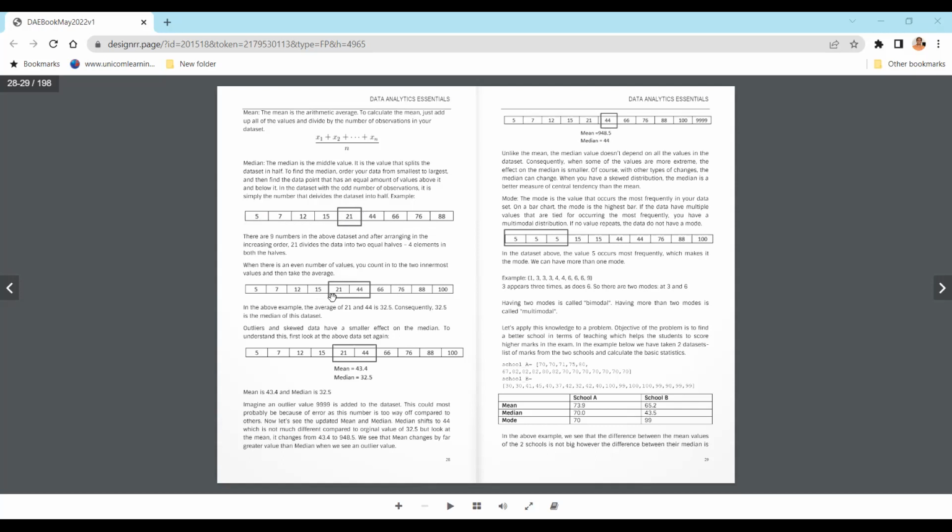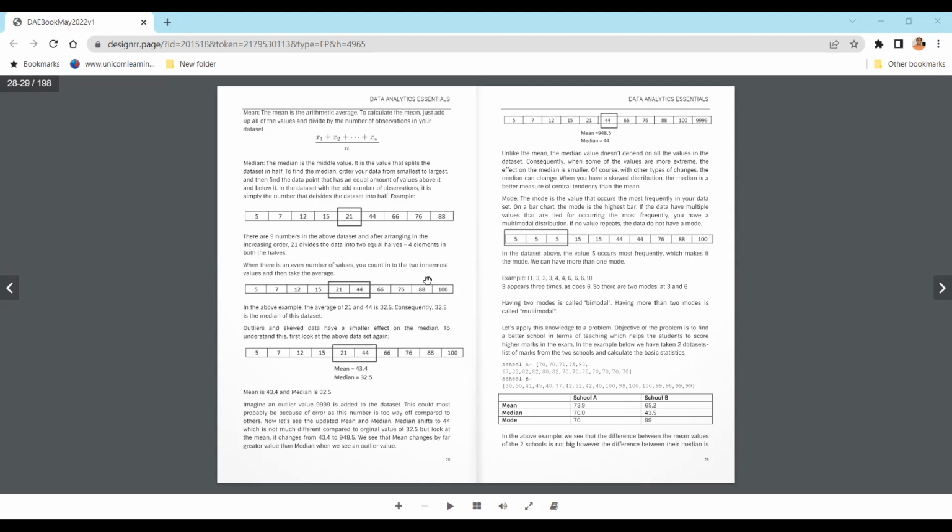Now, if you come to this data set, here you have got 10 numbers. In 10 numbers, you cannot have one median because you can't have one value dividing into equal halves, right? If you take one number, on one side it will be 4, on the other side it will be 5. So in that case, you have to take two values in the middle. So here you take 21 and 44, two numbers, as the midpoint. Now you have equal numbers on both sides.